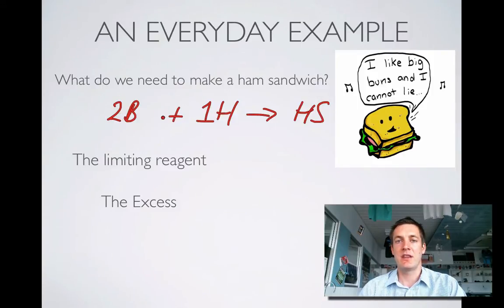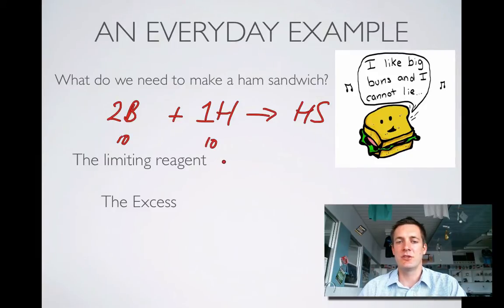If on the other hand I had 10 slices of bread and 10 slices of ham, because I need 2 slices of bread to every slice of ham, I'm actually going to run out of bread before I run out of ham. I'm going to be able to make 5 ham sandwiches, and my limiting reagent is going to be the bread. So I'm going to have leftover ham at the end of it. I'm going to have 5 slices of ham left over.